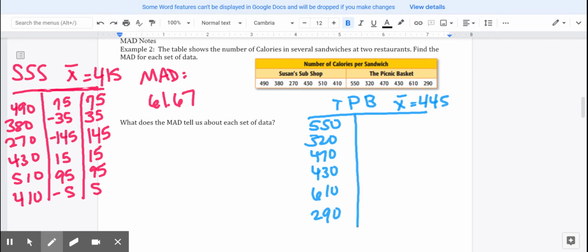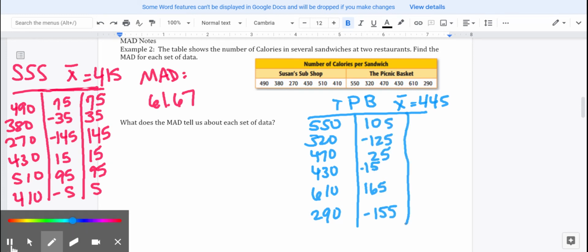So now we're going to go through 550 minus 445, 320 minus 445, 470 minus 445, 430 minus 445, 610 minus 445, and 290 minus 445. Take a moment, hit pause, put this in your calculator, and record your answers. All right, hopefully you got these values: 105, negative 125, 25, negative 15, 165, negative 155.